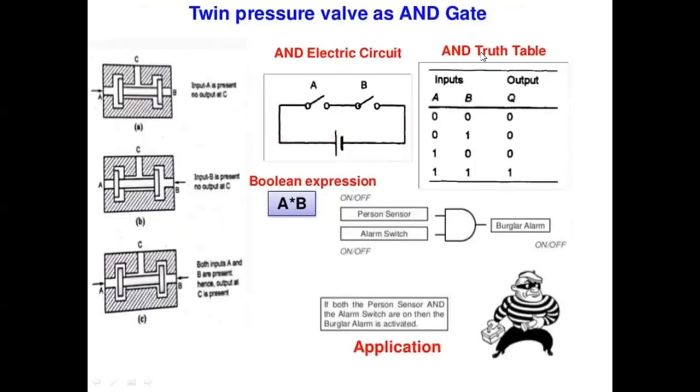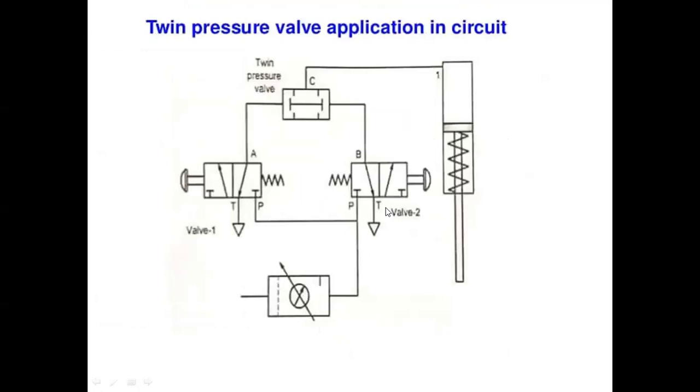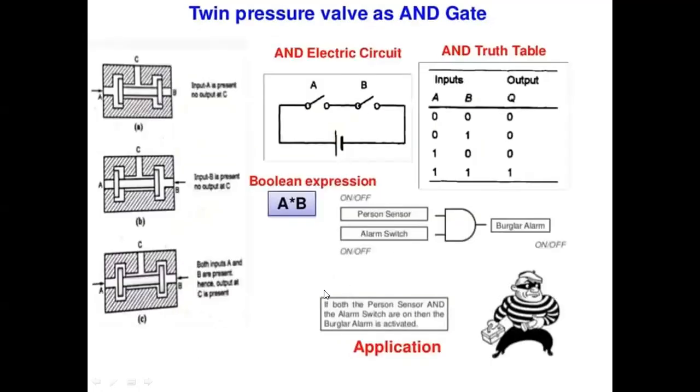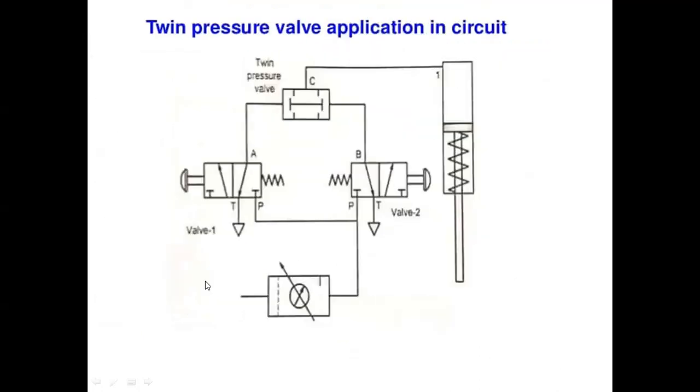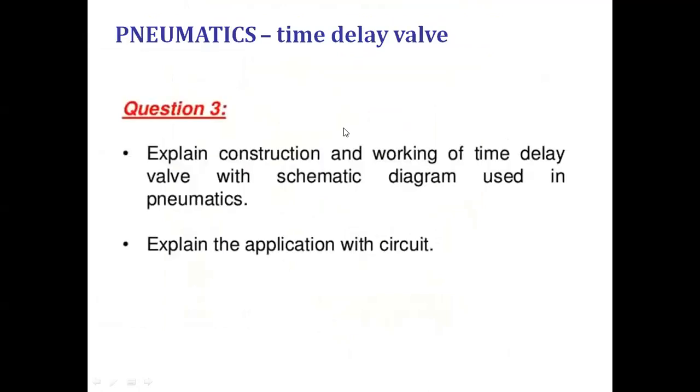So twin pressure valve, electric circuit and truth table. We can see here Boolean expression A and B, on off. Person sensor, alarm sensor, burglar alarm, like that. This is twin pressure valve application circuit. This is twin pressure valve used.